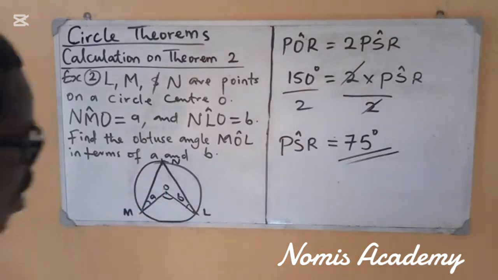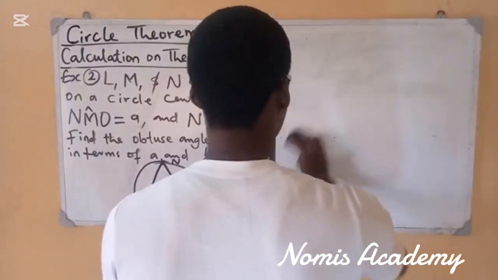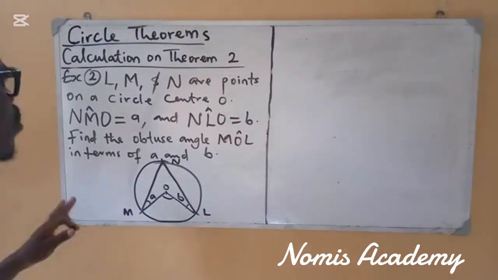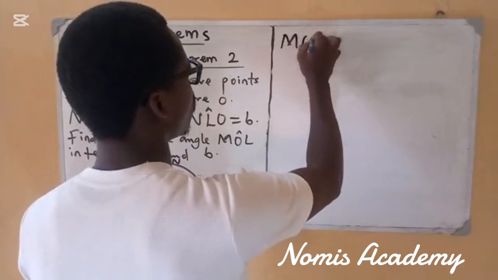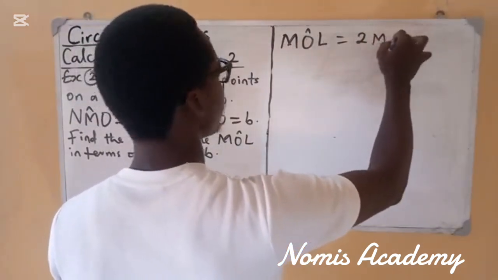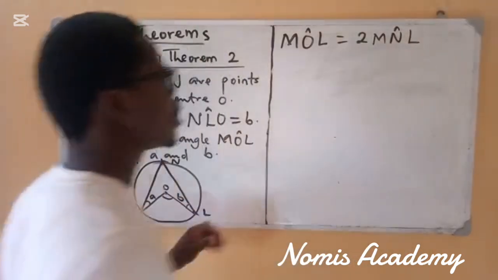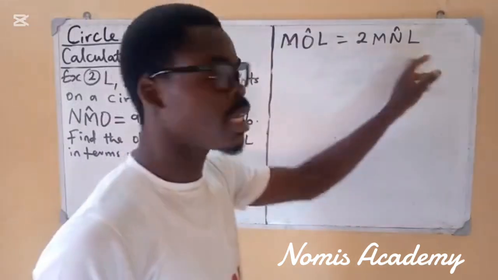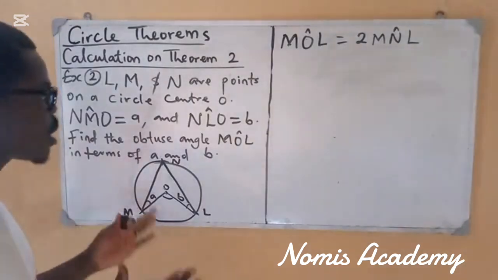So how do we go about that? All right, first and foremost, from Theorem 2, we know that MOL is 2 times MNL. Okay, so this is proven. We know from Theorem 2 that this idea holds. So let's move on.